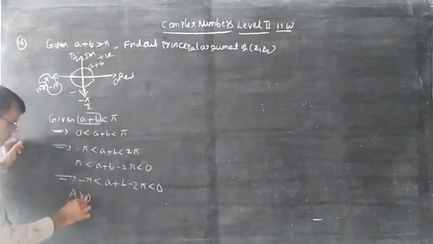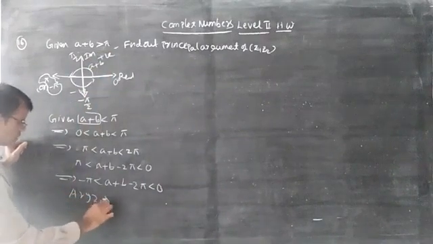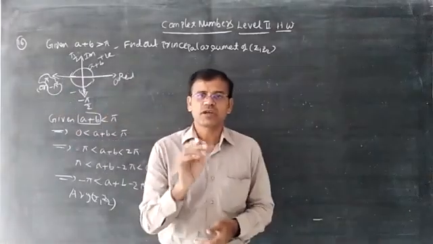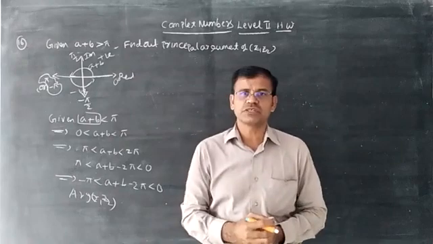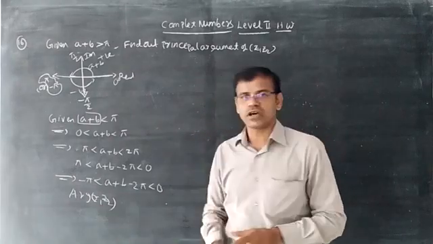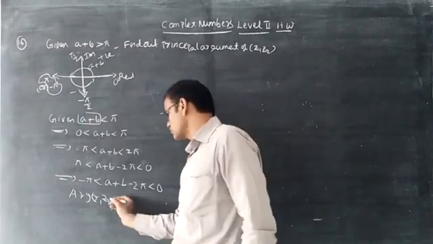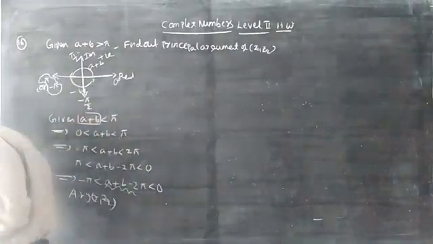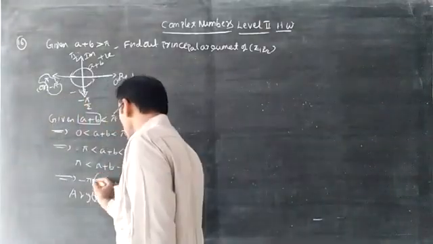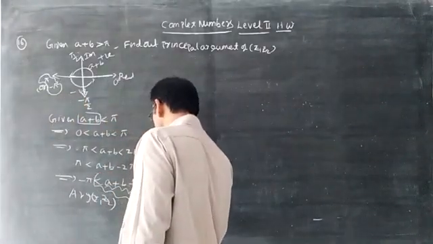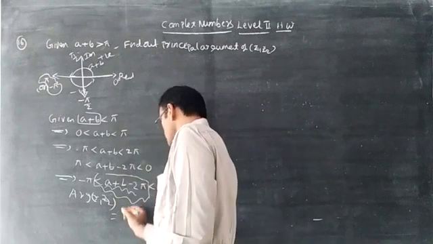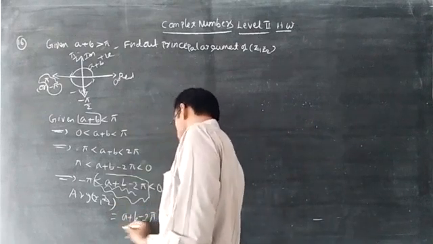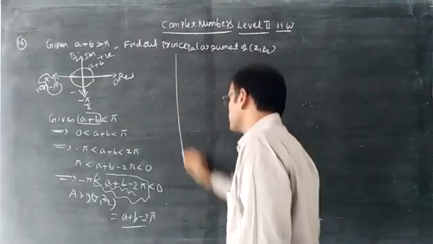Therefore, the argument of Z1 Z2 is the argument of Z1 plus the argument of Z2. Given the argument of Z1 is equal to A and the argument of Z2 is equal to B, the argument of Z1 Z2 is nothing but A plus B minus 2 pi. So the value lies between minus pi and 0, and is the argument of the product of the two complex numbers: A plus B minus 2 pi.